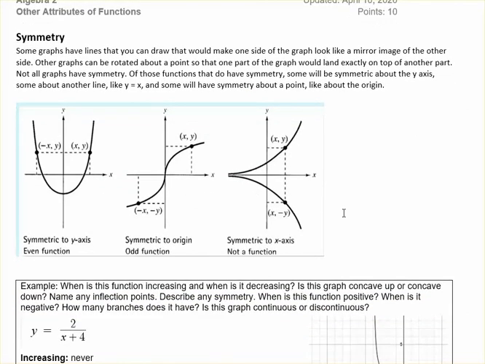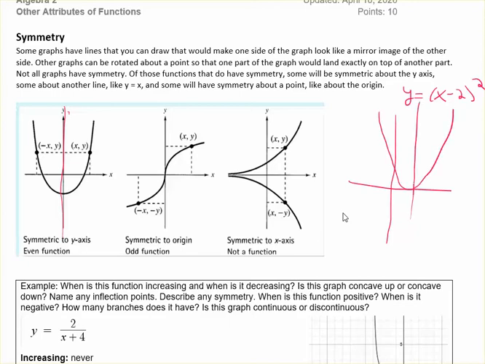Some graphs are symmetric, not all of them, some of them. Like a quadratic function, you can draw a line right here, and you would have the exact same shape on the left side as on the right side. So some graphs are symmetric about the y-axis, like this example. They might be symmetric about another line too. Like if you have the function y equals (x minus 2) squared, then you have a parabola that is going to be symmetric about the line x equals 2. So they don't have to be symmetric about the y-axis. Sometimes they are, but they can be symmetric about other lines as well.